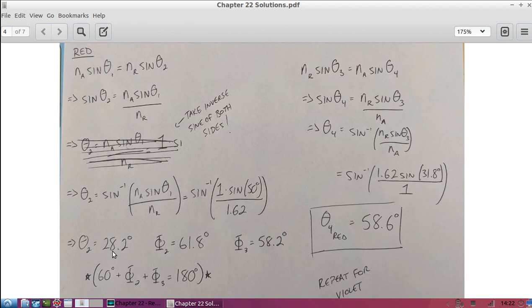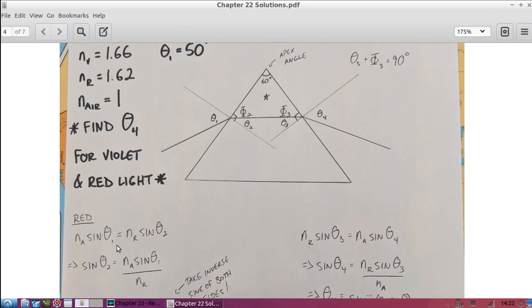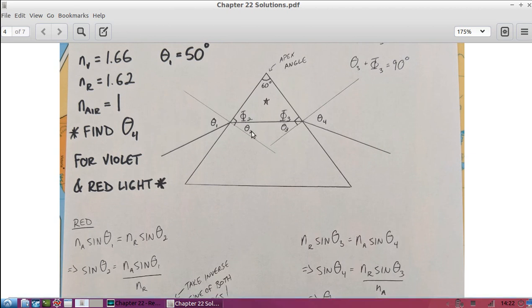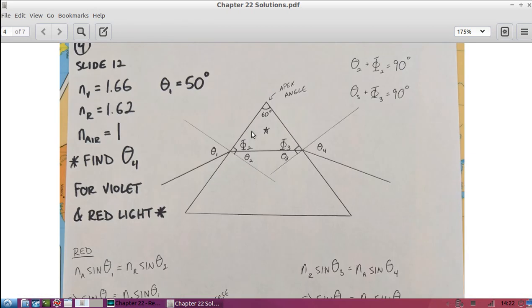So let's go back up to the diagram and talk about how I'm going to use this information to find my new incident angle. Theta 2 was 28.2 degrees. This makes a triangle. I don't know if it's isosceles or equilateral. It doesn't look like a right triangle to me, anything like that. But I do know that these three angles, 60 degrees, phi 2, and phi 3, all add up to 180, because it is at least a triangle. So I do know that.